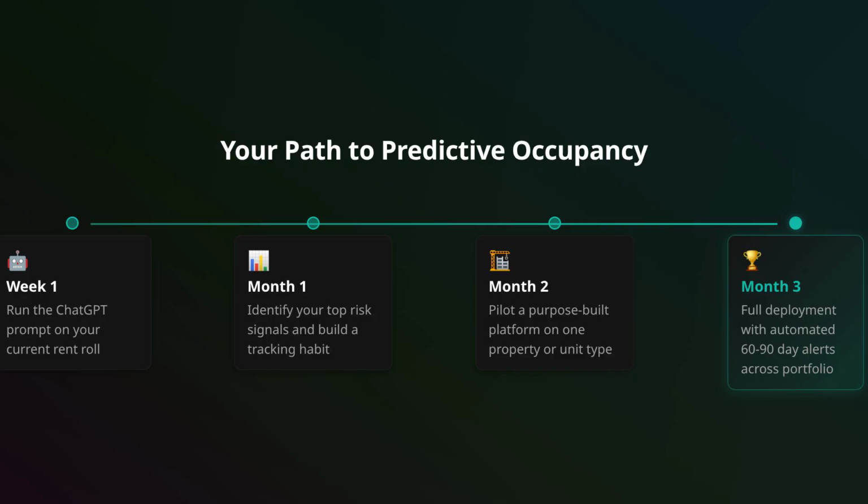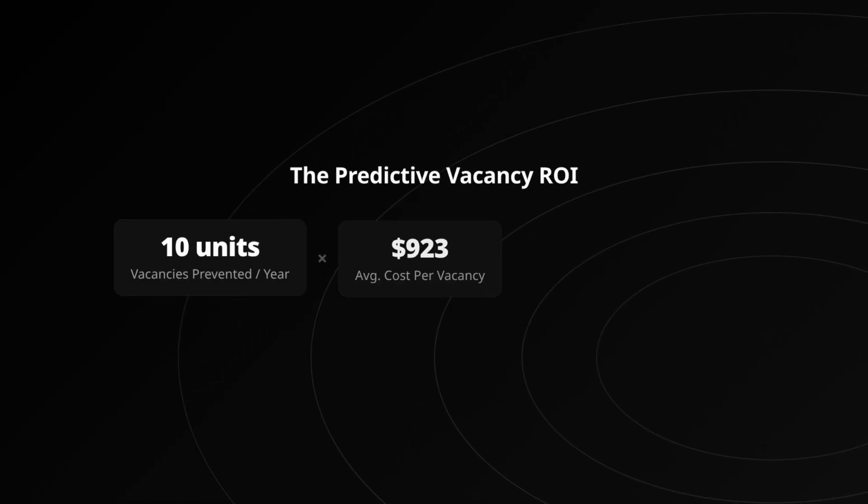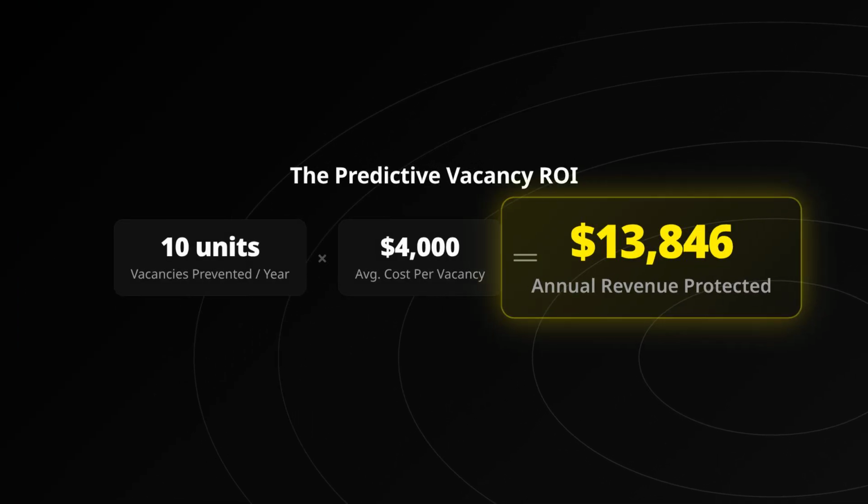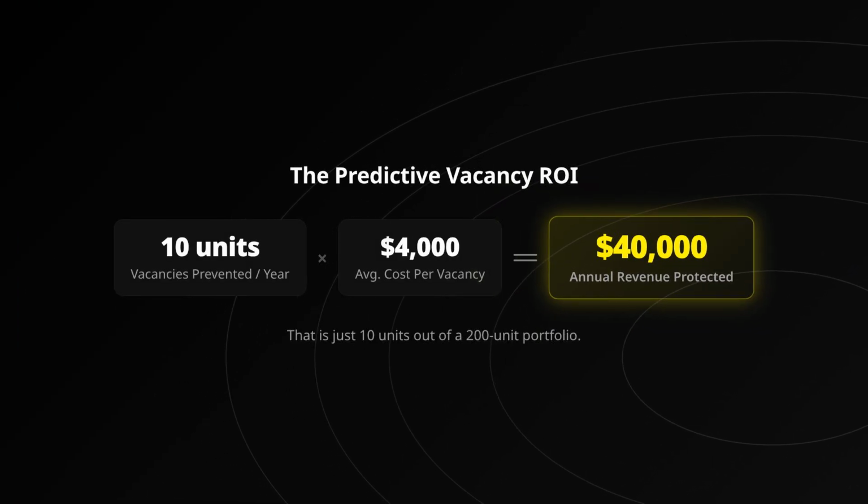If you're ready to move from reactive to predictive, here is the adoption path that works for most property management companies. You do not need to go from 0 to enterprise platform overnight. Start simple, build the habit, then scale the tooling to match your portfolio.